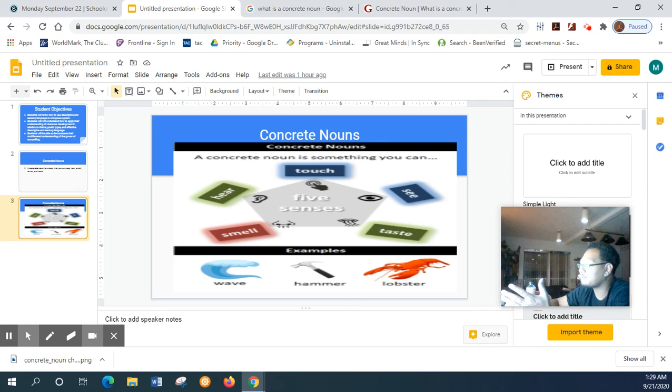So sensory language, to sum this all up, you've got sensory language, and then you've got concrete nouns. They're similar, but they're not the same. As long as you understand that they're similar but not the same, you are moving down the right path. All right, so that's pretty much all I've got to say about that.